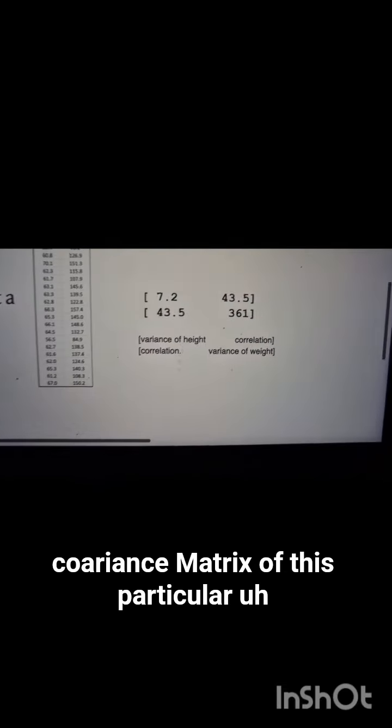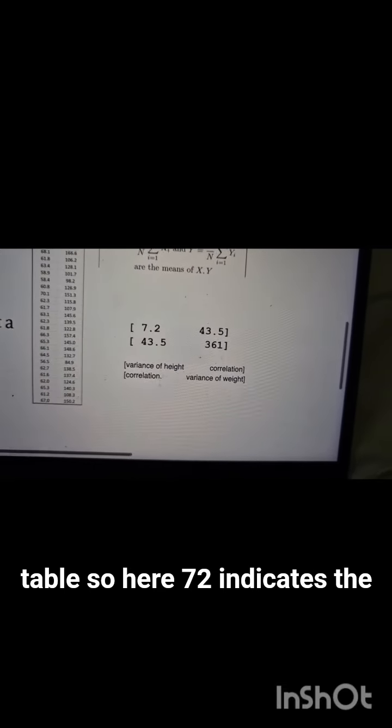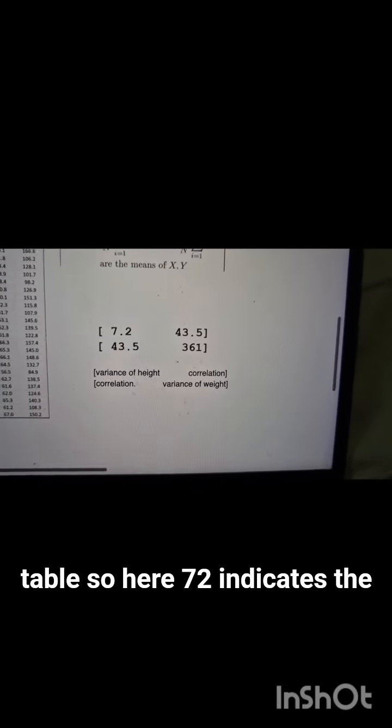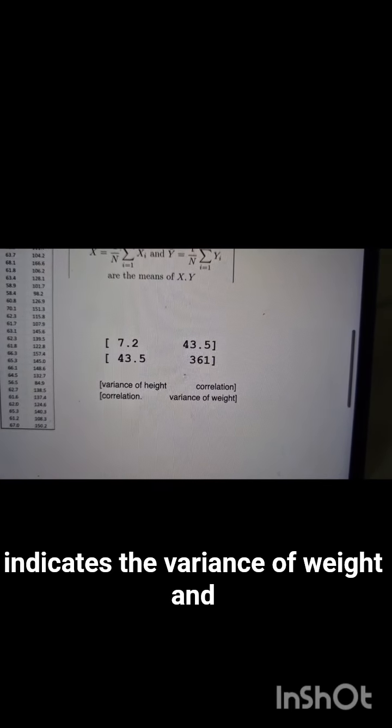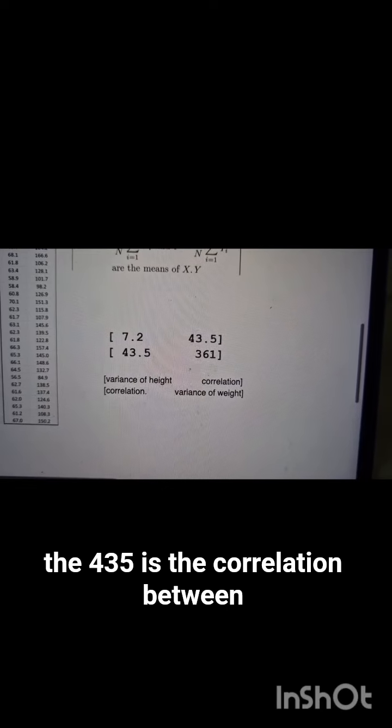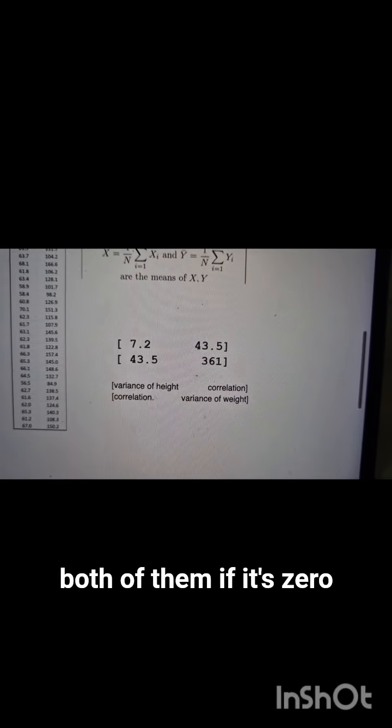And this is the covariance matrix of this particular table. So here 7.2 indicates the variance of height, 361 indicates the variance of weight, and 43.5 is the covariance between both of them.